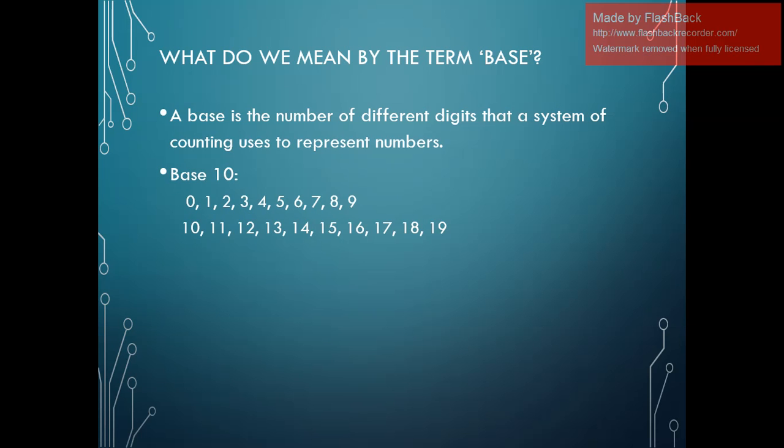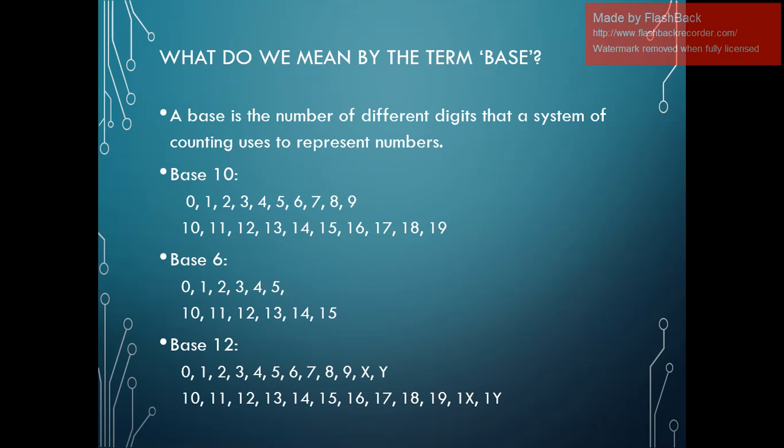For example, as shown on the slide, in base 6, you would count 0, 1, 2, 3, 4, 5, 10, 11, 12, 13, 14, 15. This base 6 system is the number system used on the planet Camino. Finally, an example of how you would count in base 12 is given below.